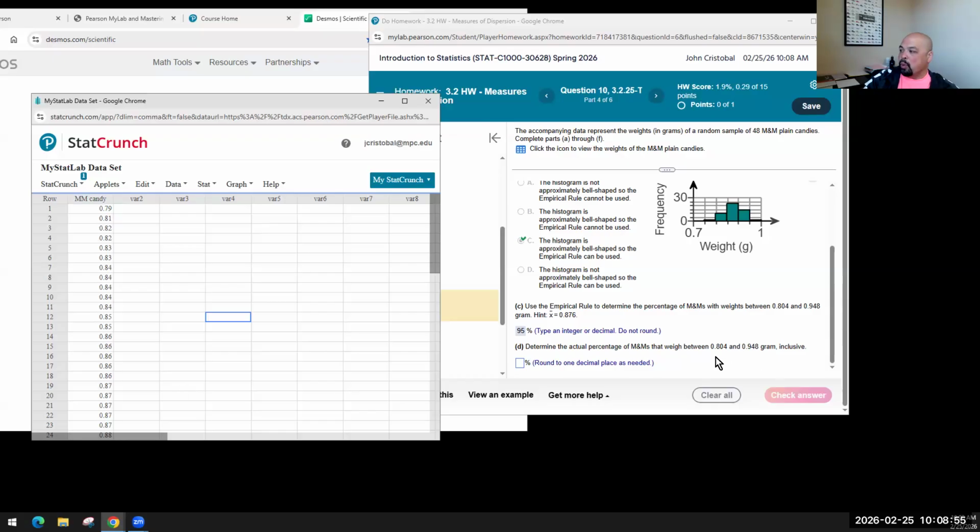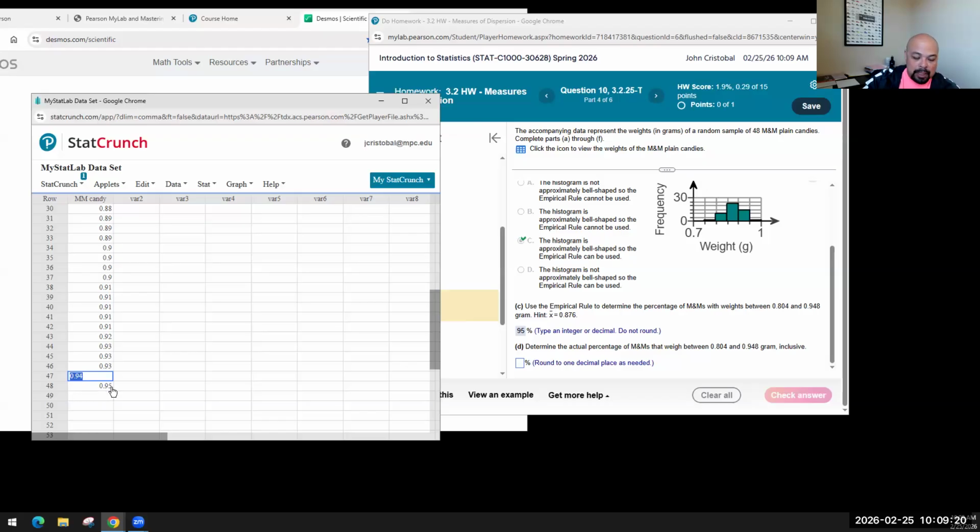And now if I want to be between 0.804, right? So that's going to start off with that 0.81. That's definitely bigger than that 0.804. And we want to go as much as 0.948 going down here. So in this case, since these data values are just 2 decimal places, this 0.95 is there. 0.94, this is too big.